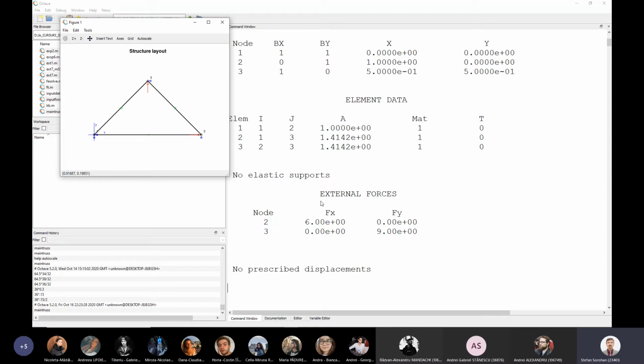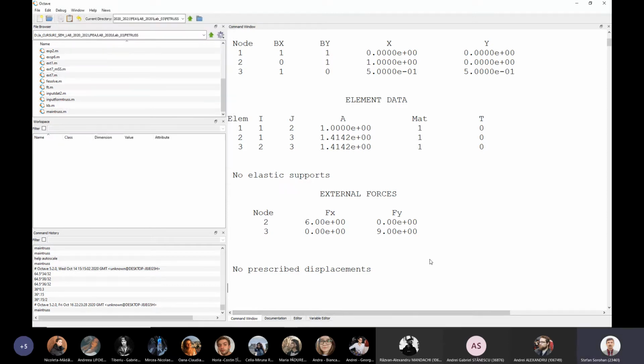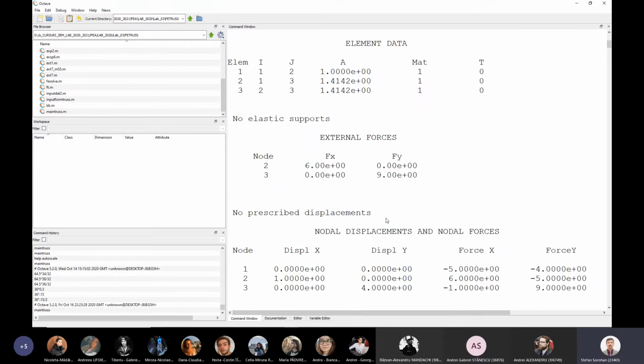Cross-section area is here. Now this is the force, no prescribed displacement. That means no non-zero imposed displacement. This is the idea. Enter again, but we must put here the mouse. So, and after that we obtain the solution. So nodal displacement and nodal reaction or nodal forces are given here.